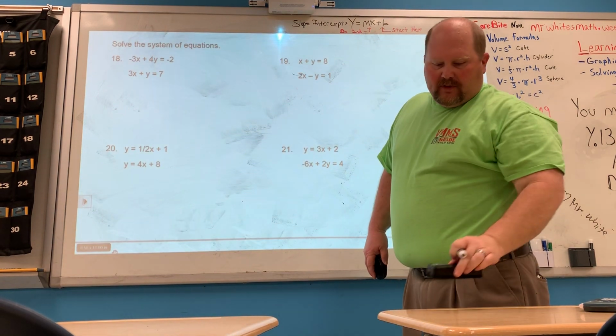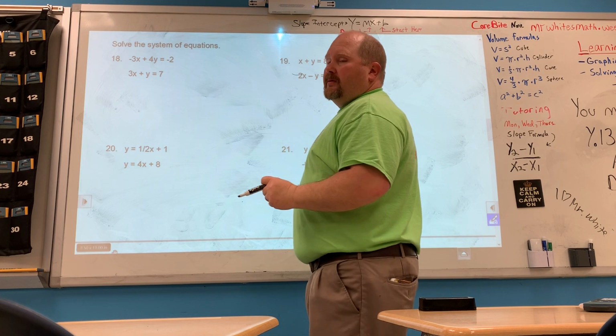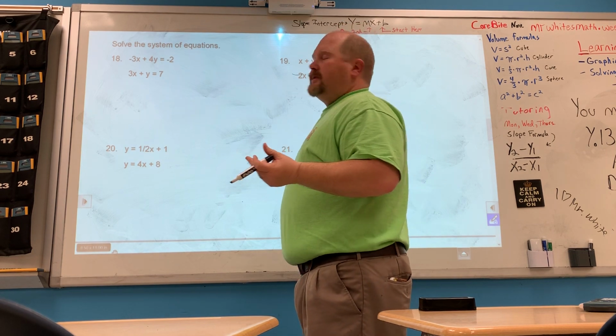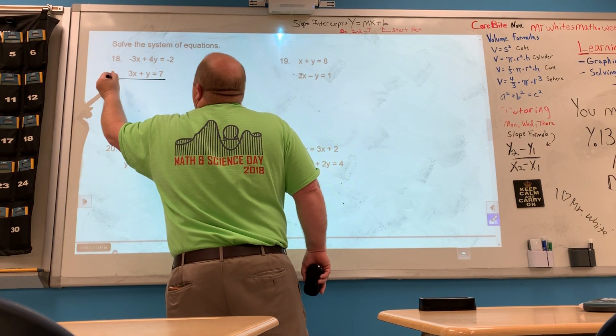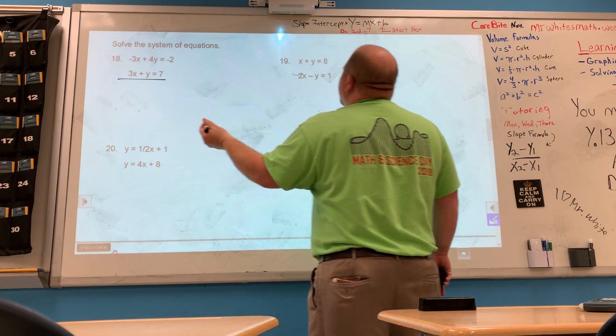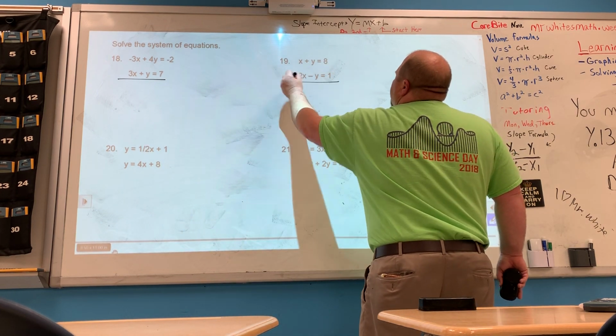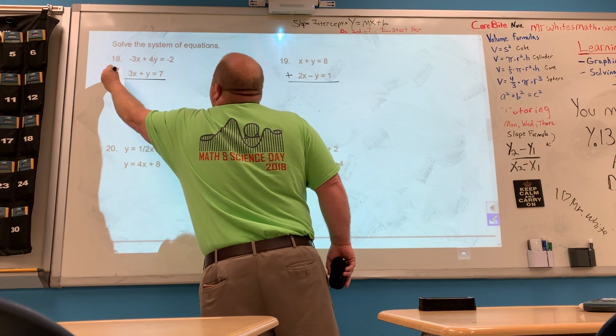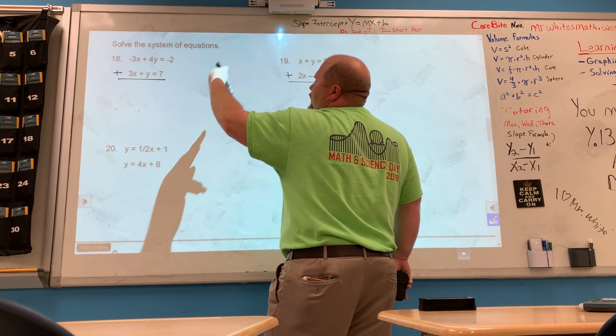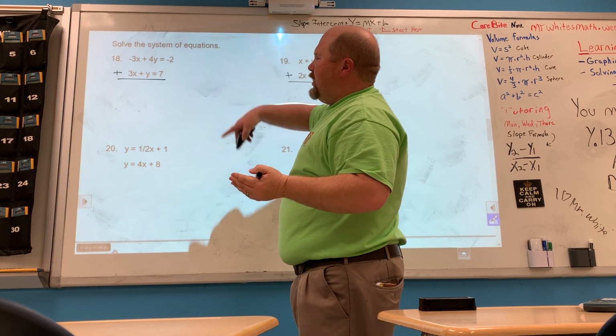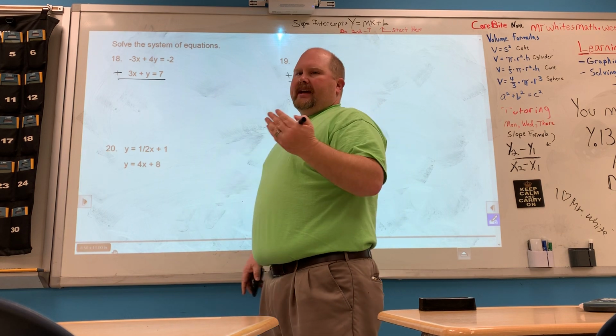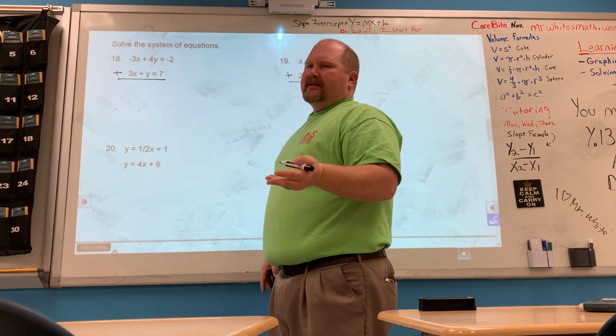So solve the systems of equations. You can solve them whichever method works best, elimination or substitution. Now 18 sets up perfectly to be an elimination problem, as well as problem 19, and we'll talk about that. So when you do elimination, you make sure your x's, your y's, and then your intercepts are lined up top and bottom to each other, and you're looking to cancel or eliminate either the x's or the y's.